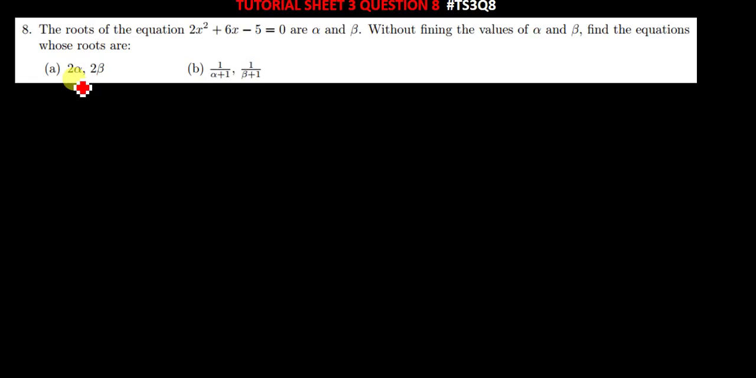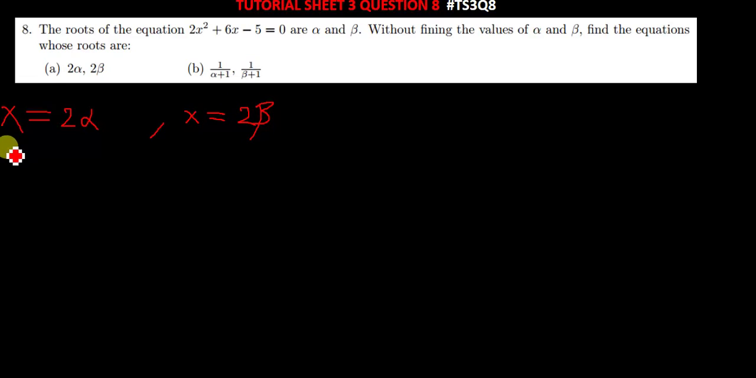these, 2 alpha and 2 beta, are simply the roots of the equation, meaning these are the x values that you find after solving that particular equation which they want you to find. So after solving the equation, you are going to find these as your roots.